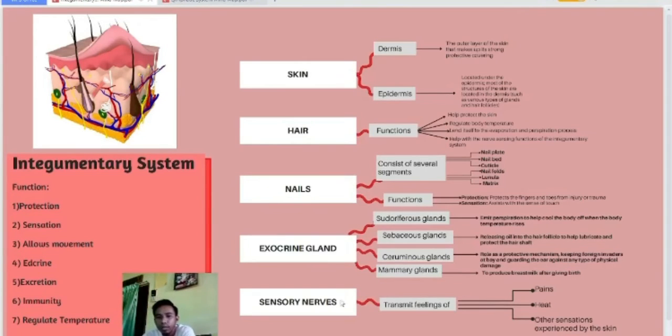The last organ is the sensory nerve. Sensory nerves transmit feelings of pain, heat, and other sensations experienced by the skin. Okay, that's all for the integumentary system.